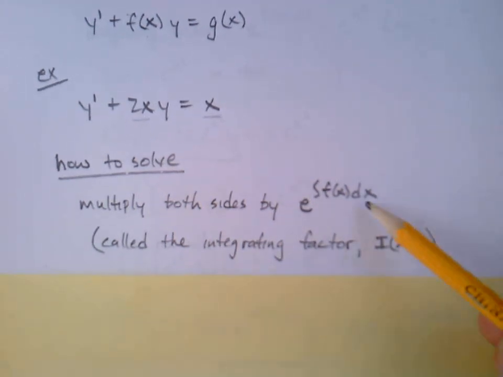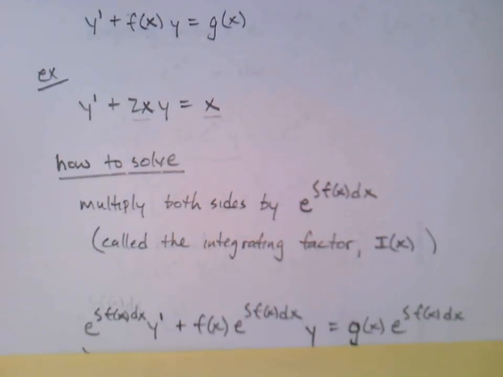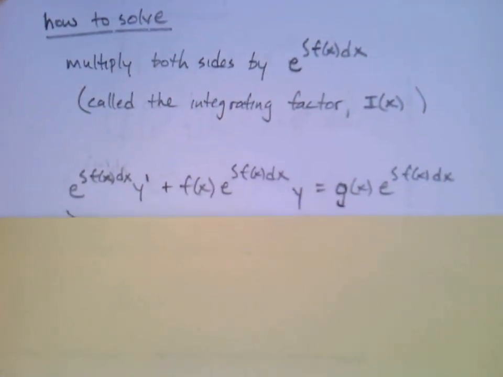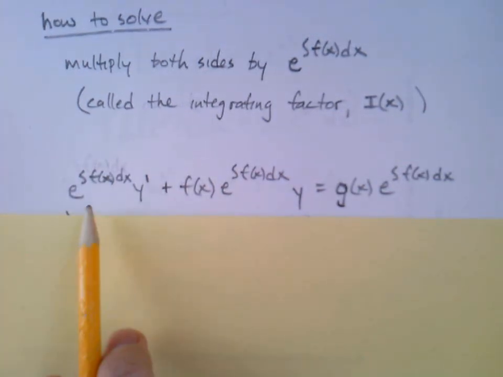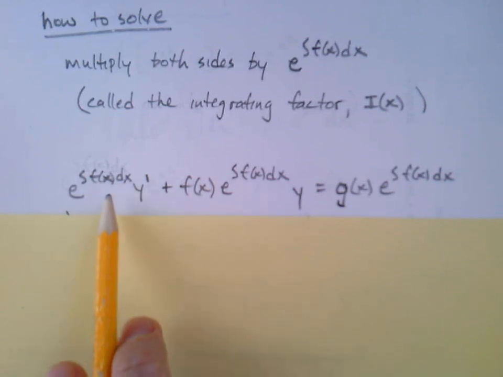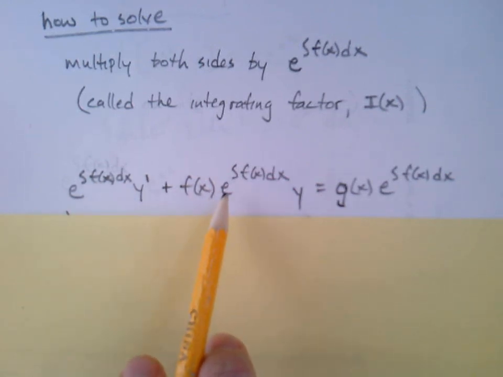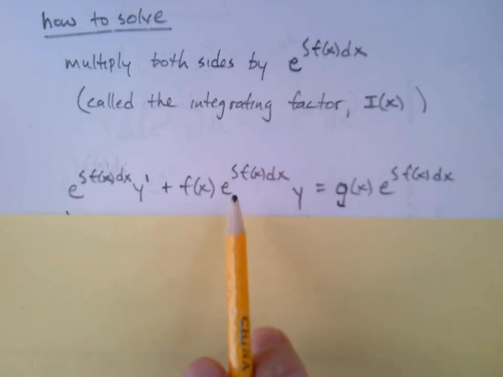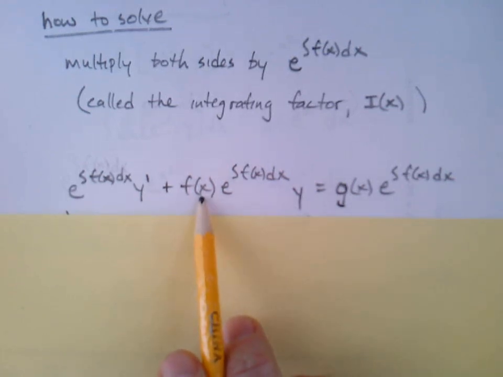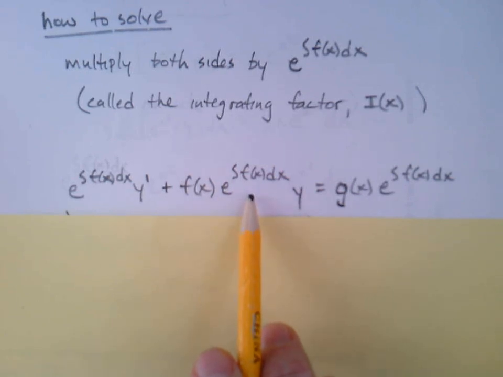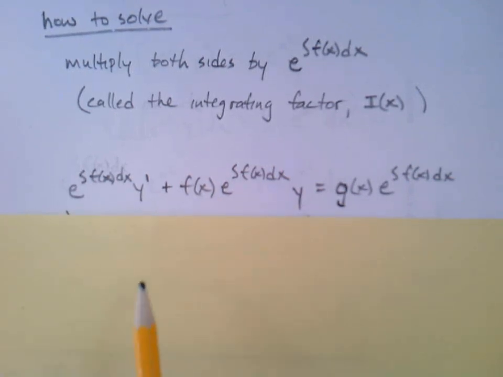Okay, so what happens when we multiply both sides by this? There's a lot going on here, so I'll give you a moment to copy this. We've got the e to the integral f of x dx multiplying by y prime. Multiplying here, it's pretty common to put it in the middle of f of x times y, but it multiplies by that term as well. We like to put it in the center. I'll show you why in a moment. And then we're going to multiply it to the right side as well. So g of x times that integrating factor.